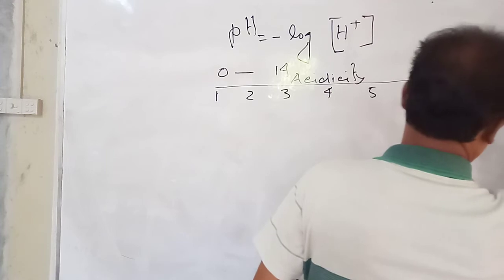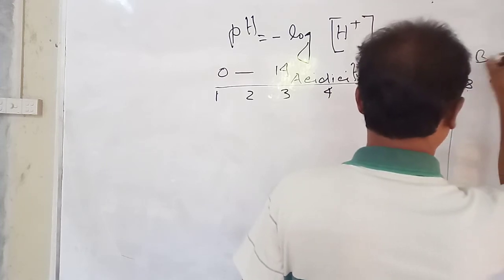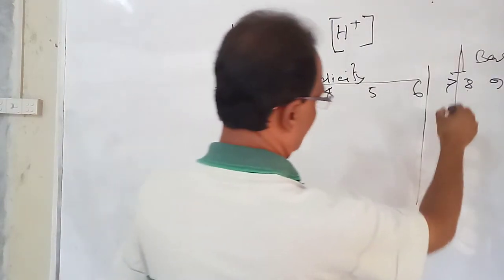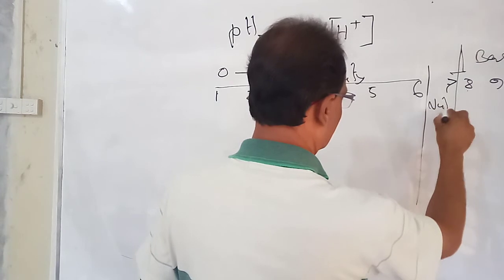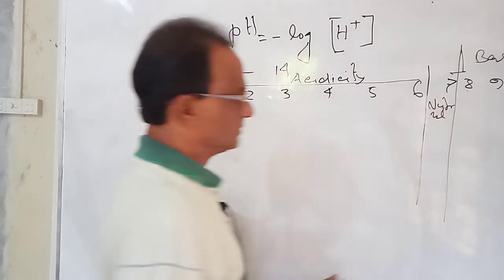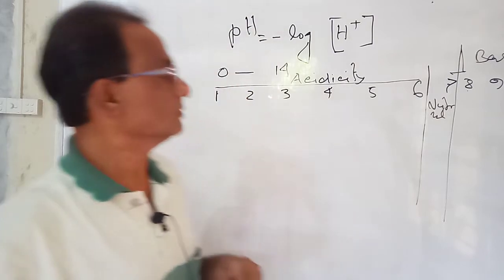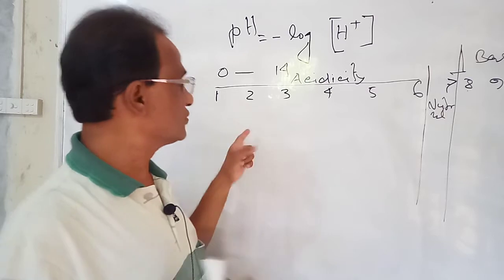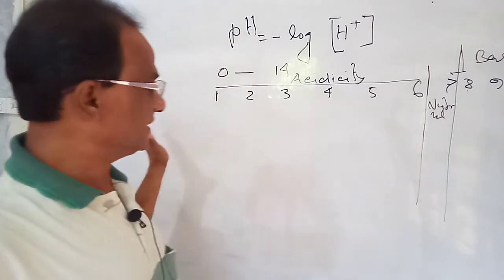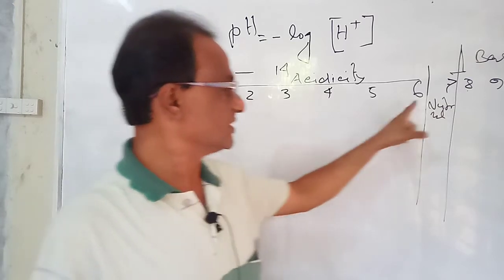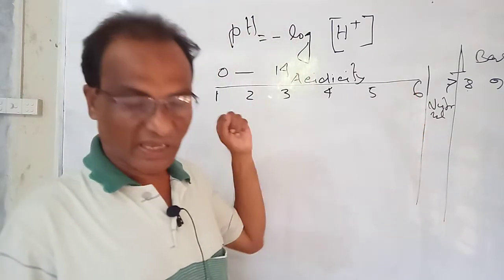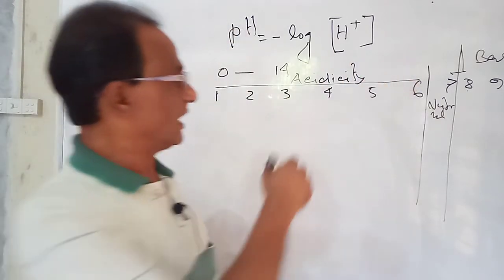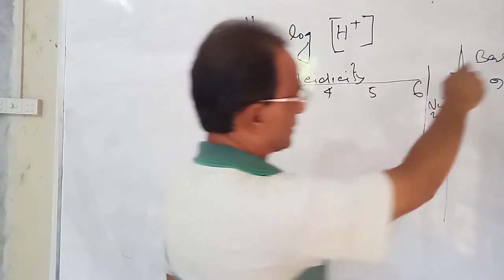8 to 14 is called basicity. And 7 is called neutral. Neutral compound. So the negative logarithm of hydrogen ion concentration scale can be divided into three groups. This group is called acidicity, or this is basicity.